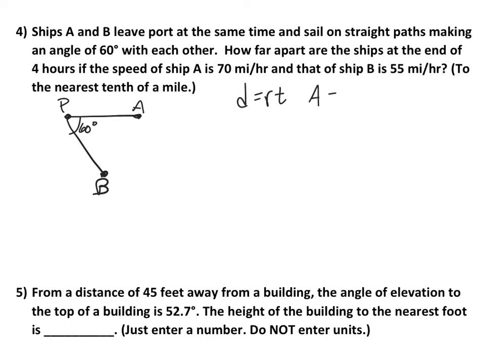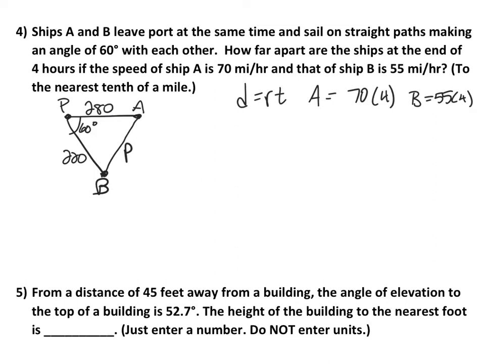To find the distance, we do the rate times the time. So for A, the distance it has traveled is 70 miles per hour times 4 hours. So that's going to be 280. And then B is 55 times 4, so that's 220. And then we can find out how far apart they are. That's what we're trying to find. I'll put a lowercase p since I had uppercase P for the port. You can call it X, whatever you want. How far apart are they?